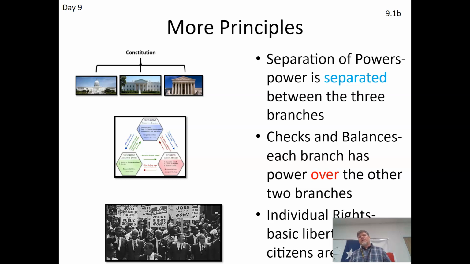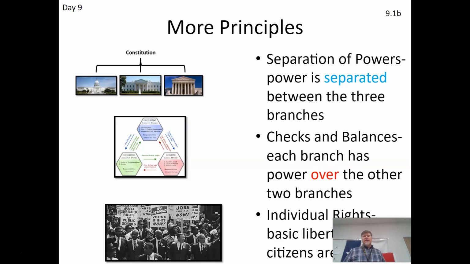And so separation of powers is separated. So power is separated between three branches, so not one branch does everything. The king doesn't get to make something a law and then interpret what the law means, and then enforce that law. That's not okay. So we have a legislative branch that makes the laws, an executive branch whose job is to enforce those laws, and a judicial branch whose job is to interpret the law and administer justice. They each have a separate job, and that is separation of powers.